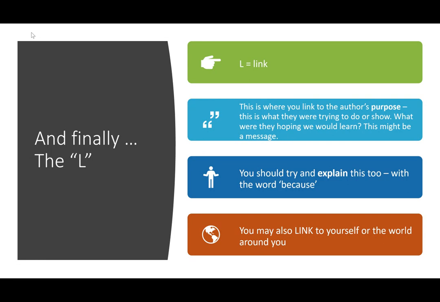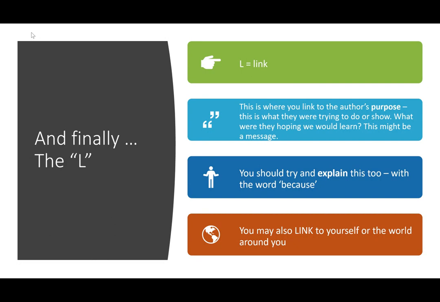Linking also can be a link to yourself. So you can link to the author, or you can link to yourself, or you can do both, or you could link to the wider world. What this means is you can link to yourself as a personal response. This makes me feel proud. This makes me think about how I would respond. This makes me feel sad for them. And you go into detail.